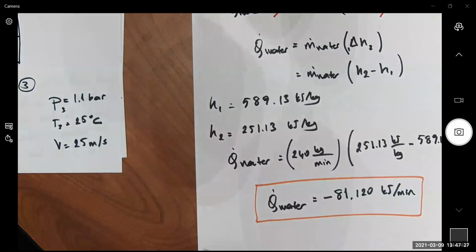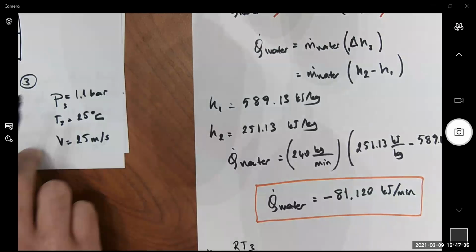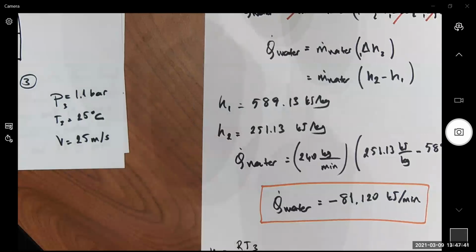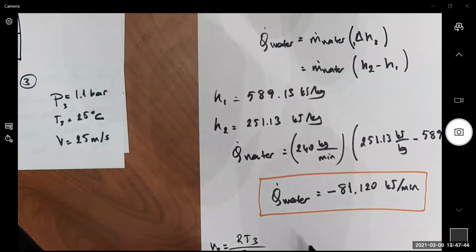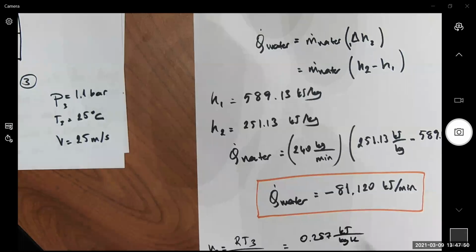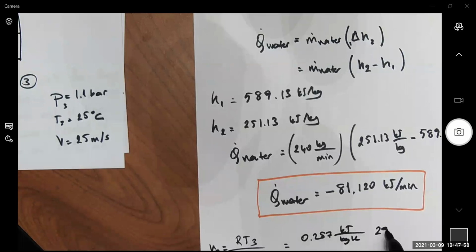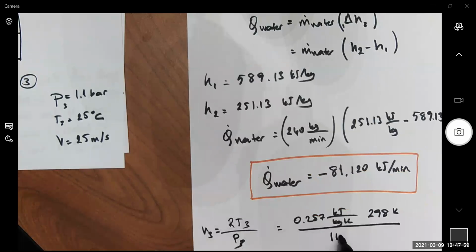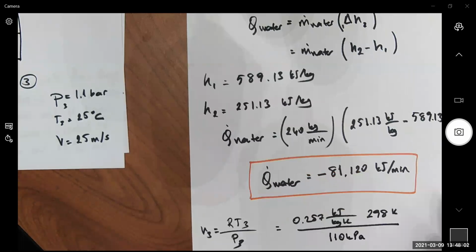Now I switch my interest to the other side of the heat exchanger. On the cold side, I can find my specific volume at the inlet. I know my pressure and temperature. I also know my gas constant for air, 0.287 kilojoules per kilogram Kelvin. Temperature is 298 Kelvin. The pressure is 110 kilopascal. Right? The specific volume from here will be 0.778 meters cubed per kilogram.